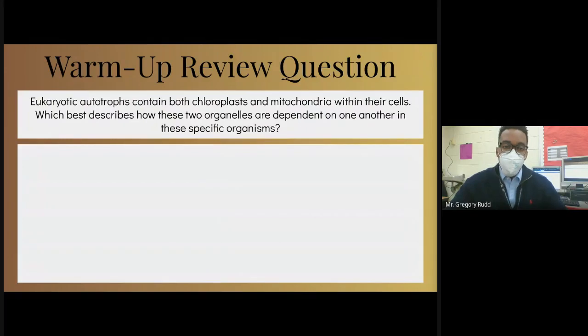All right, so a little bit of warm-up review. The last question in today's warm-up was this. It says eukaryotic autotrophs contain both chloroplasts and mitochondria within their cells. Okay, big words already. So we want to start thinking about test-taking strategies. When we're taking tests, we want to be in the habit of defining terms that we don't know.